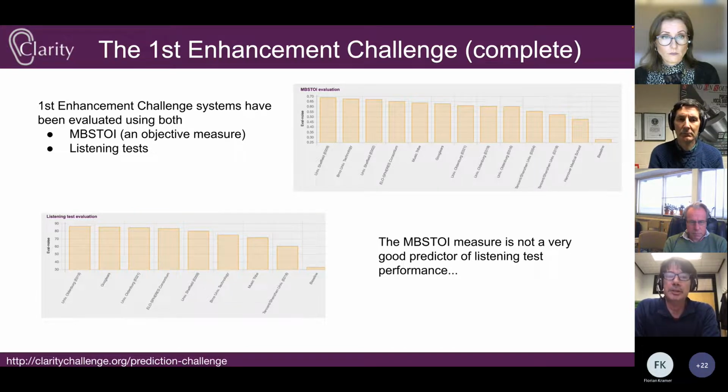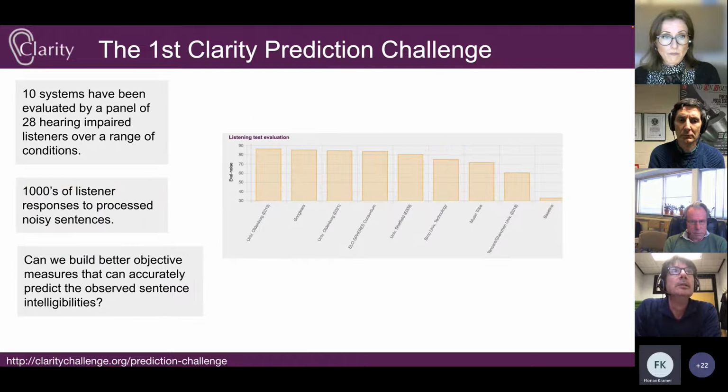We've got the data from the evaluation of the enhancement challenge, and this is going to feed into this prediction challenge, which we're launching this week. So we've got 10 systems that have been evaluated. We had a panel of 28 hearing impaired listeners. We've actually got a larger panel, but this is the number of listeners we've got who've completed evaluation of these first 10 systems. We've got thousands of listener responses to processed noisy stimulus sentences.